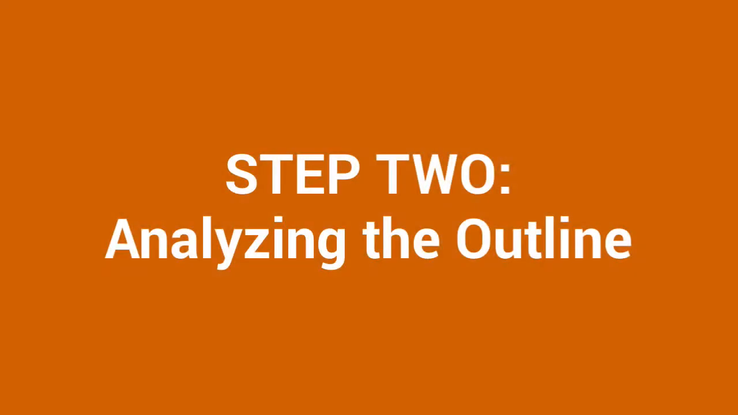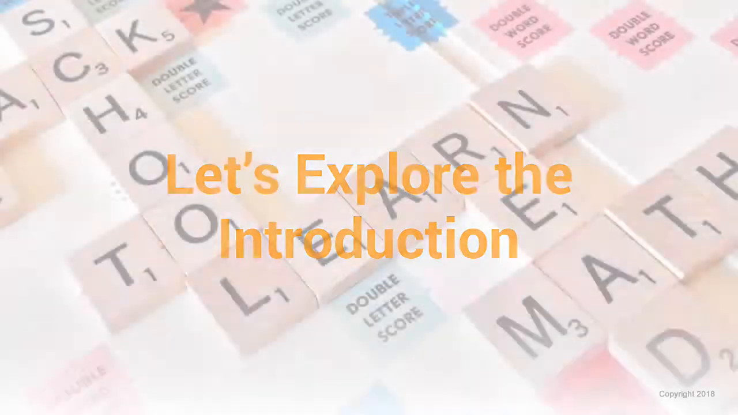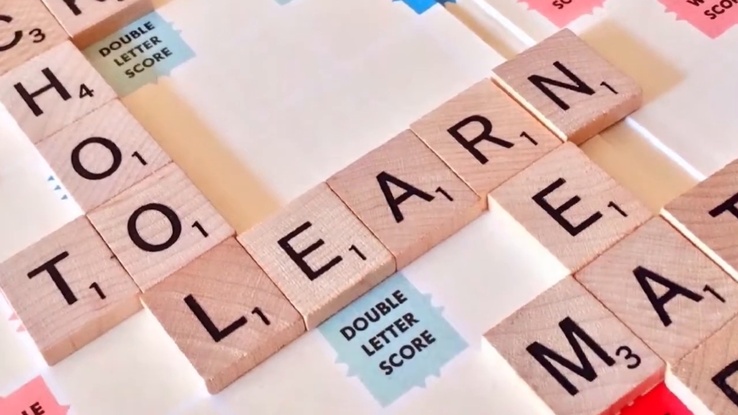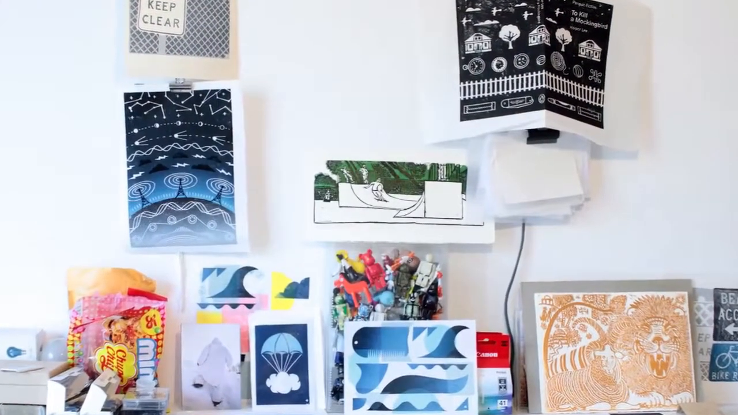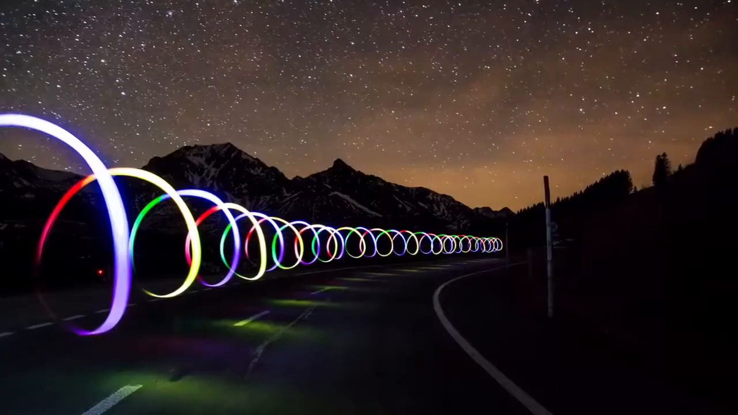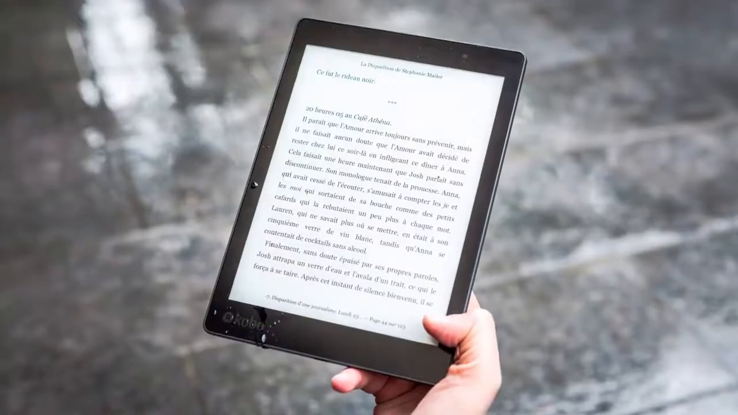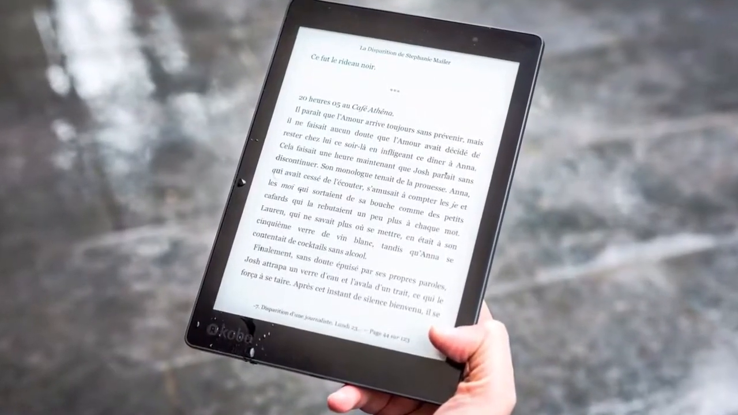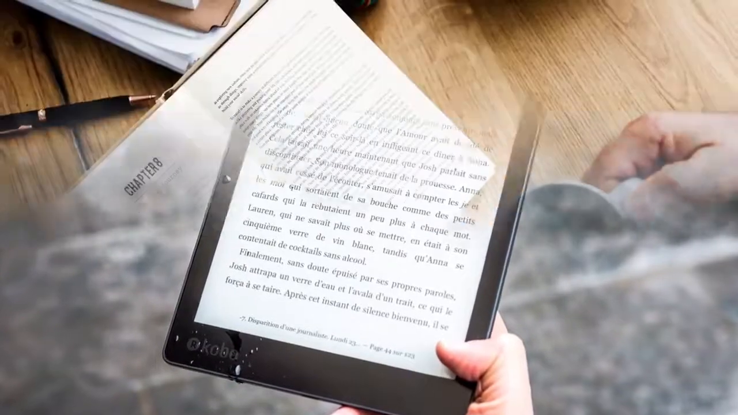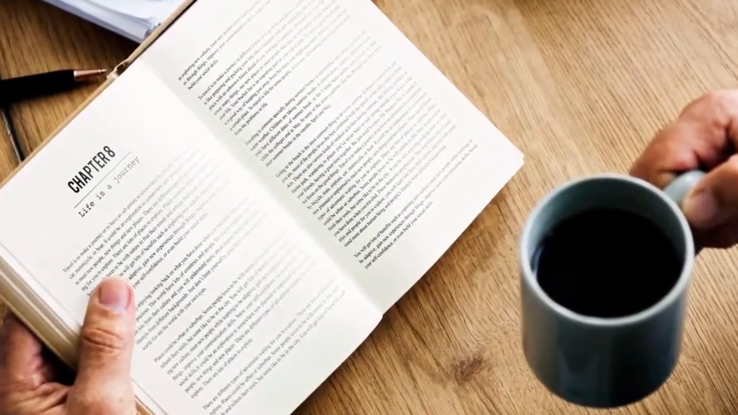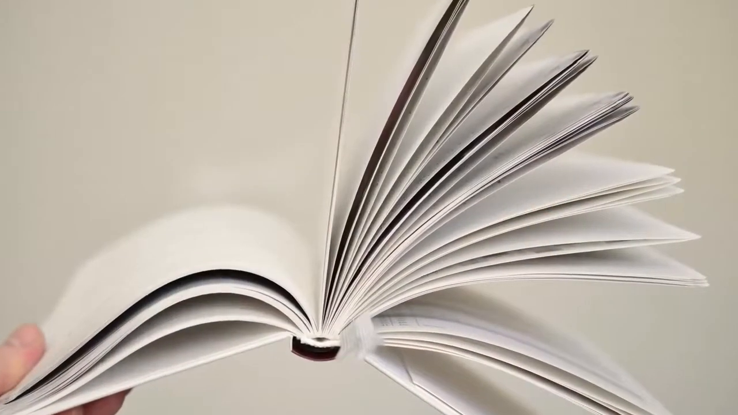Step 2. Analyzing the outline. Let's explore the introduction. This section contains the most powerful words you put together in your book. This is because it is the reader's first impression of your work, their first exposure to your writing on that specific topic. This experience can easily interest or disappoint the reader. Readers who have never heard of you and your work will only continue to read your book if it engages them within the first few pages.